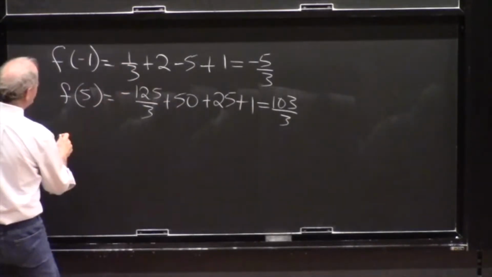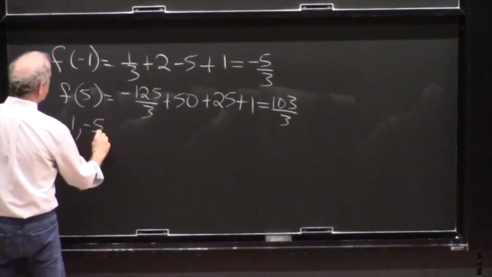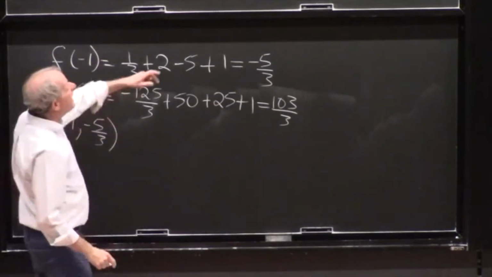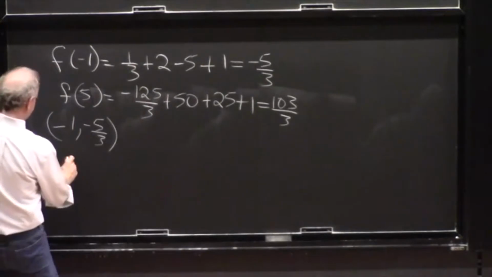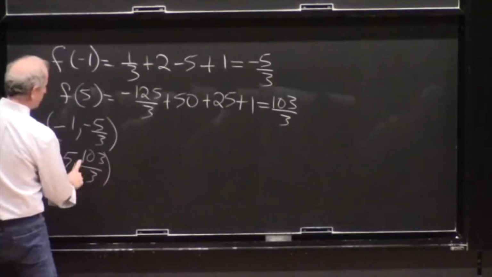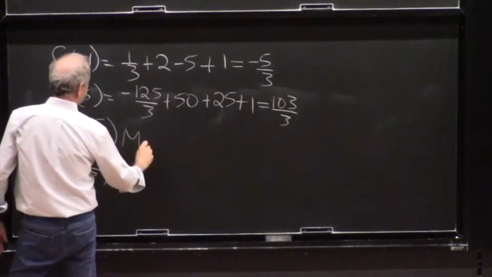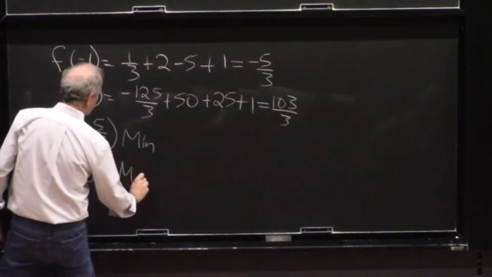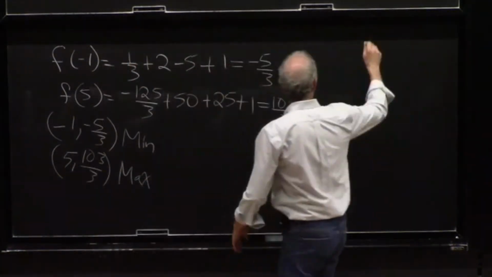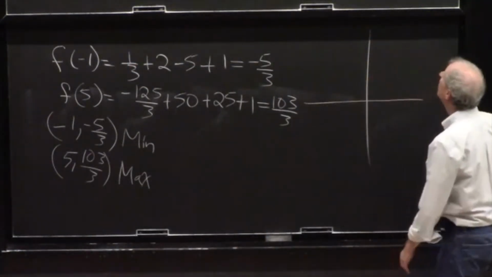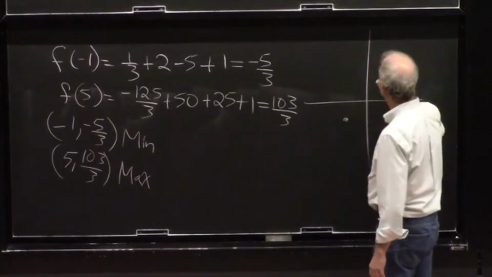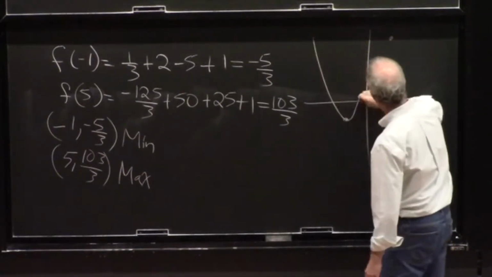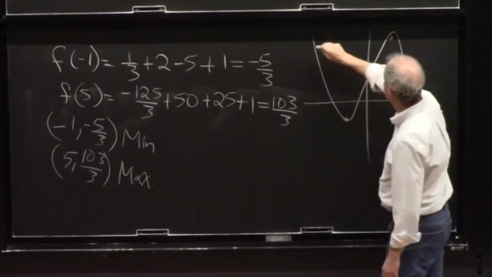So that says that we have minus 1, minus 5 thirds. And that is a minimum. See how it's going down and then up? And we have 103 thirds. As I said, in an exam I wouldn't give you one that's quite that messy. And then if you were to graph it, you have some value about there, and some value about there. So your graph does something like that.